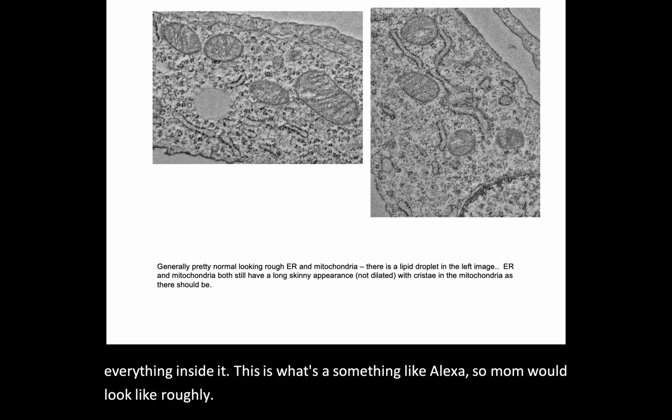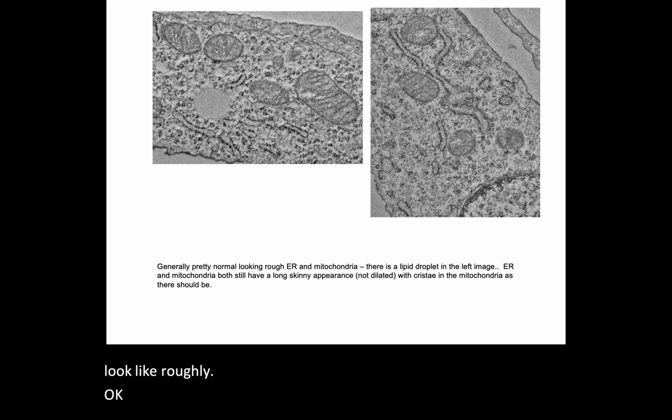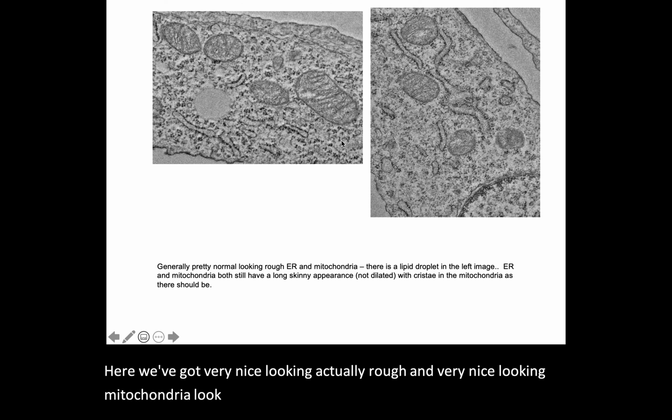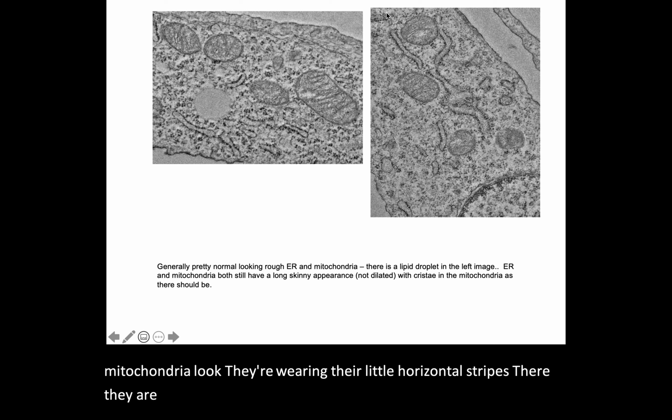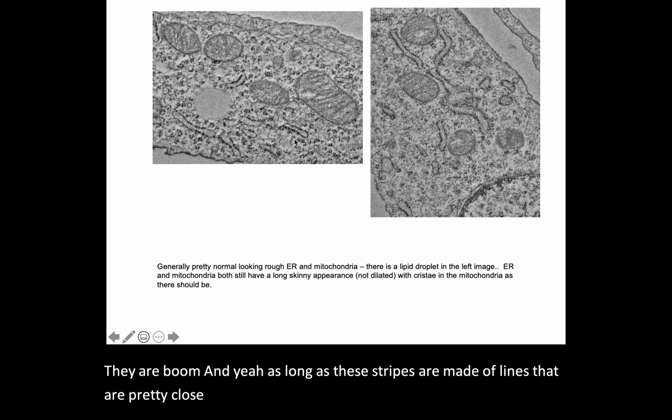Okay, so here we've got very nice looking, actually, rough ER and very nice looking mitochondria. Look, they're wearing their little horizontal stripes. There they are. Boom, boom, boom, boom, boom. And as long as these stripes are made of little lines that are pretty close together, then that's a pretty healthy mitochondrion and a good look.